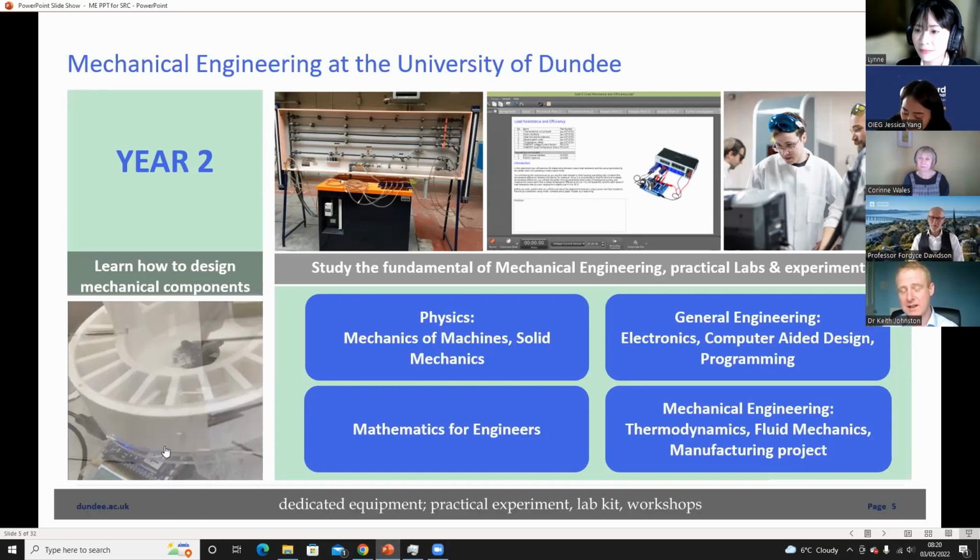We have other dedicated equipment, for example, in thermodynamics, where we can use some practical experimental or lab kit to complete some workshops, also for fluid mechanics as well. So we've got a lot of dedicated equipment that ICD students will have access to, and also complete the same experiments that the level 2 mechanical engineering students would as well.